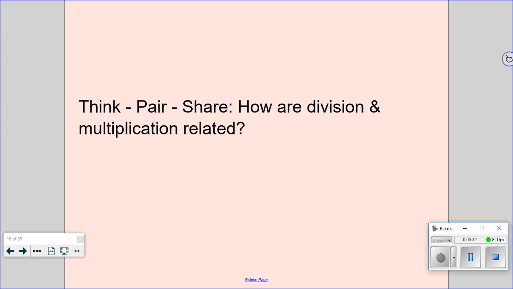Part plus part. Part times part equals whole. Whole divided by part equals. Okay, so both of them can use the part, part, whole structure. Azalea, how are they related?